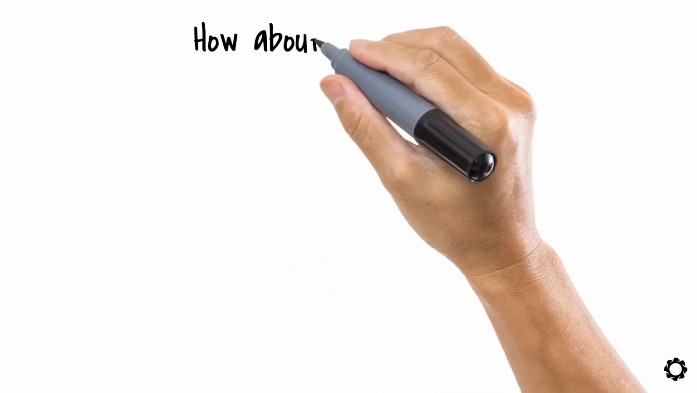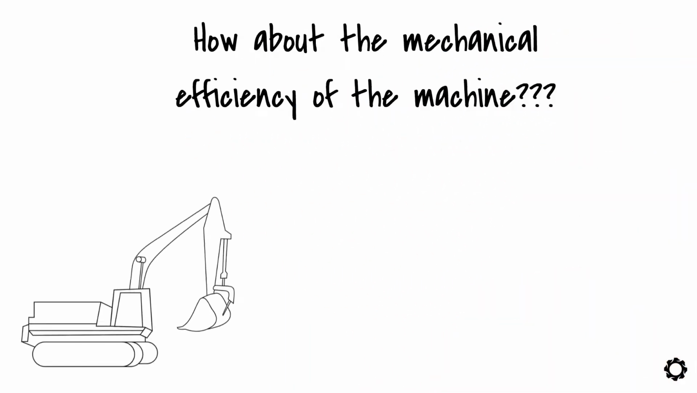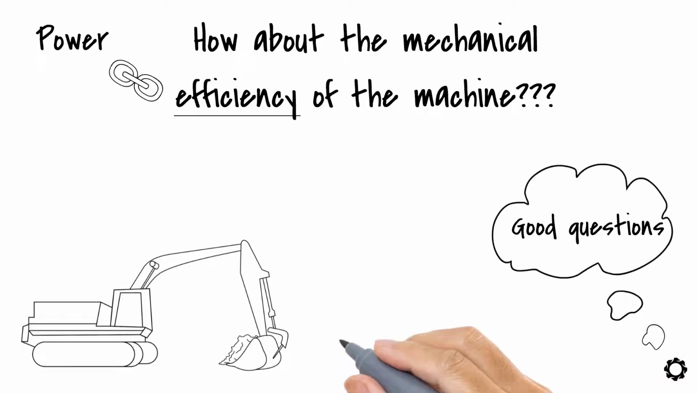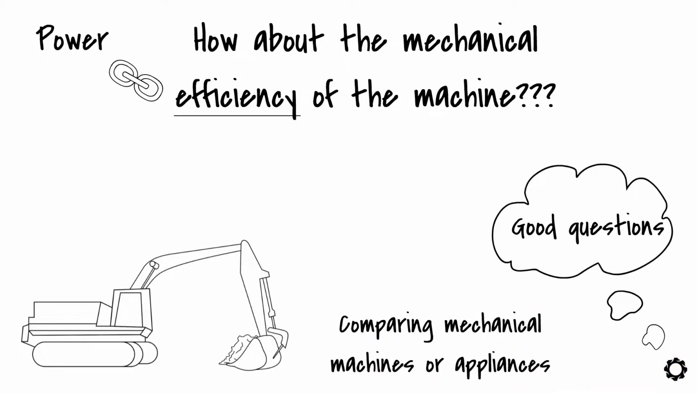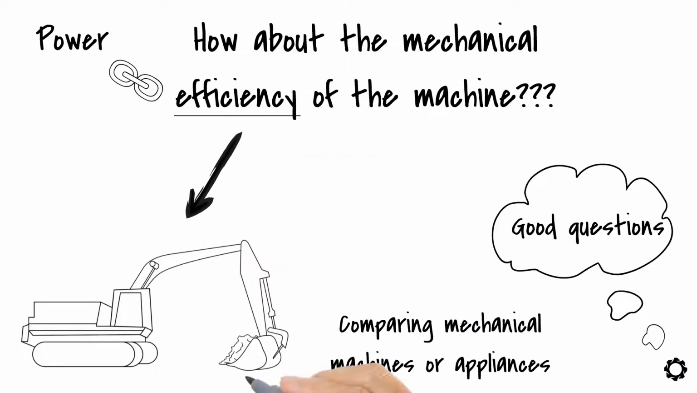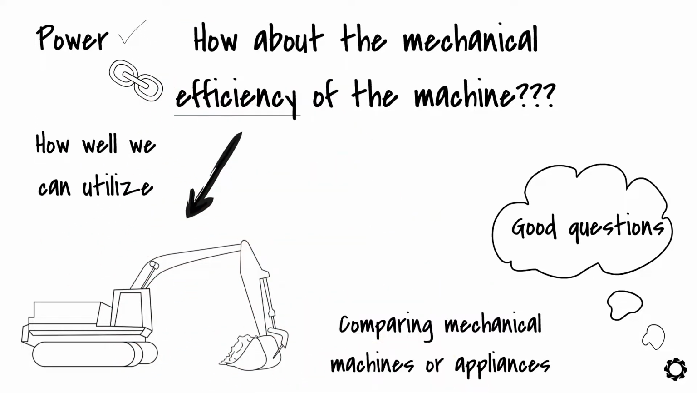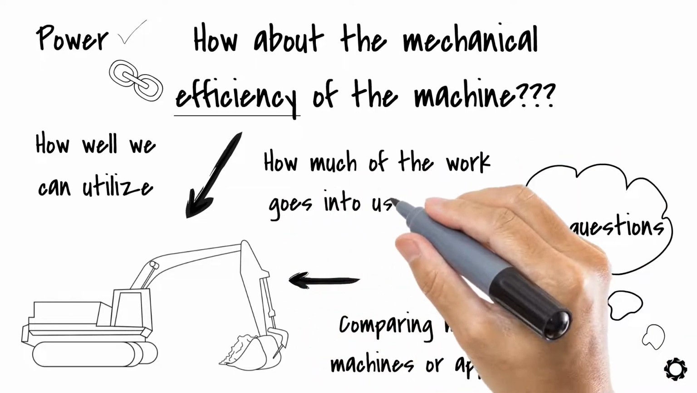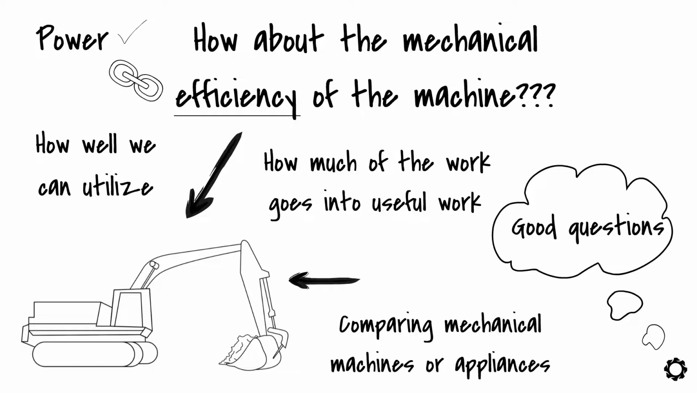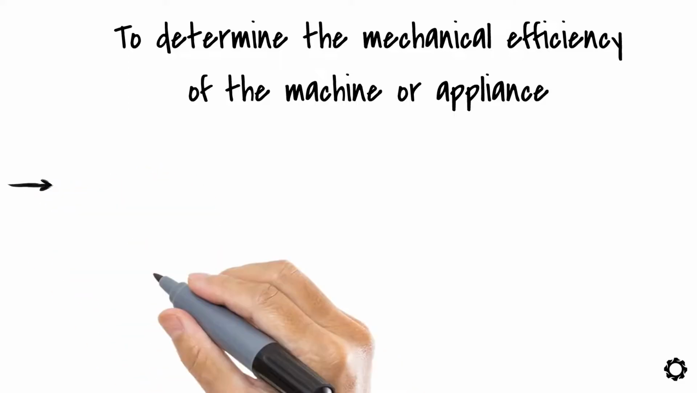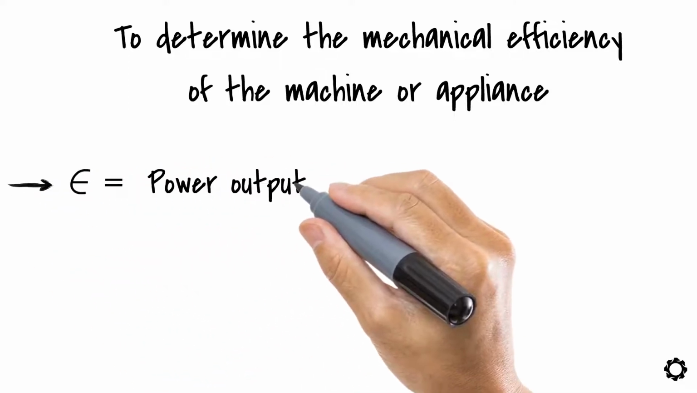You may be asking, how about the mechanical efficiency of the machine then? What does it tell us about the behavior of the machine, and in which way does efficiency relate to its power? These are good questions that should come into your head when you are comparing mechanical machines or appliances to each other. The efficiency information related to the mechanical machine tells us, usually, how well we can utilize the power the machine produces. In other words, how much of the work the machine produces goes into useful work. It's possible for us to determine the mechanical efficiency of the machine or appliance by using the following equation. Epsilon = power output / power input.